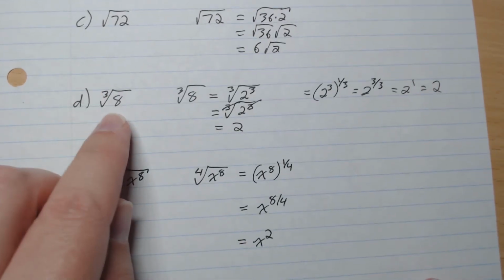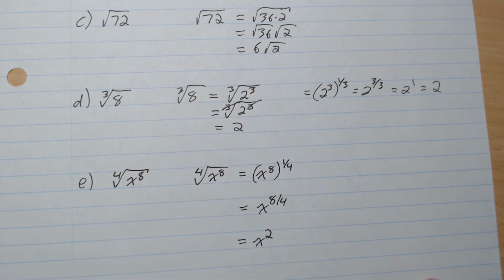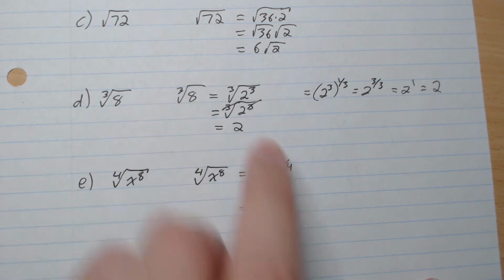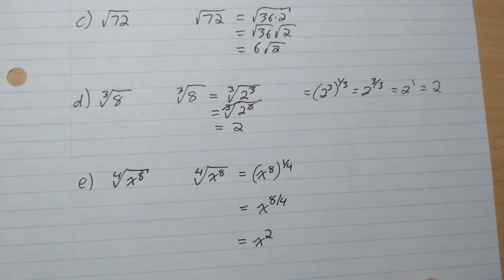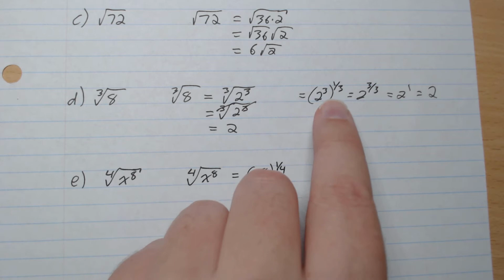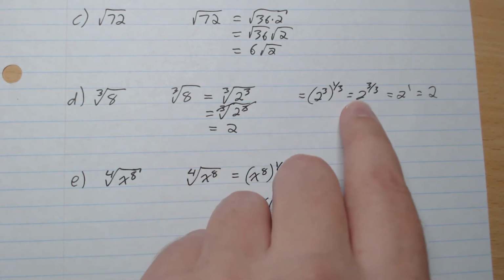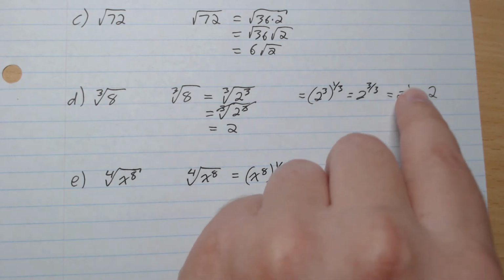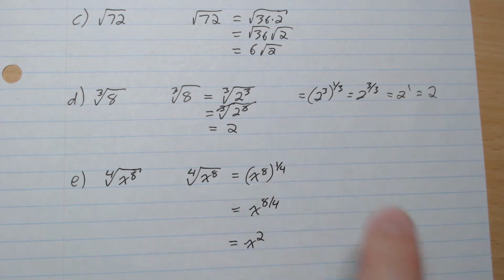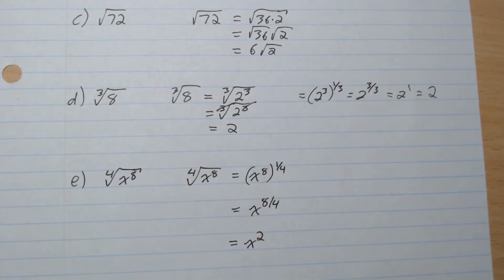D, cube root of 8. So we can rewrite 8 as 2 to the 3. Cube root and cube annihilate, and what's left is 2. Just so you see the annihilation, the steps are 2 to the 3 to the 1/3. We multiply the exponents, so 2 to the 3 over 3, which is 2 to the 1, which is 2. So this shows you the steps of why the cube root of 2 to the 3 leaves 2.